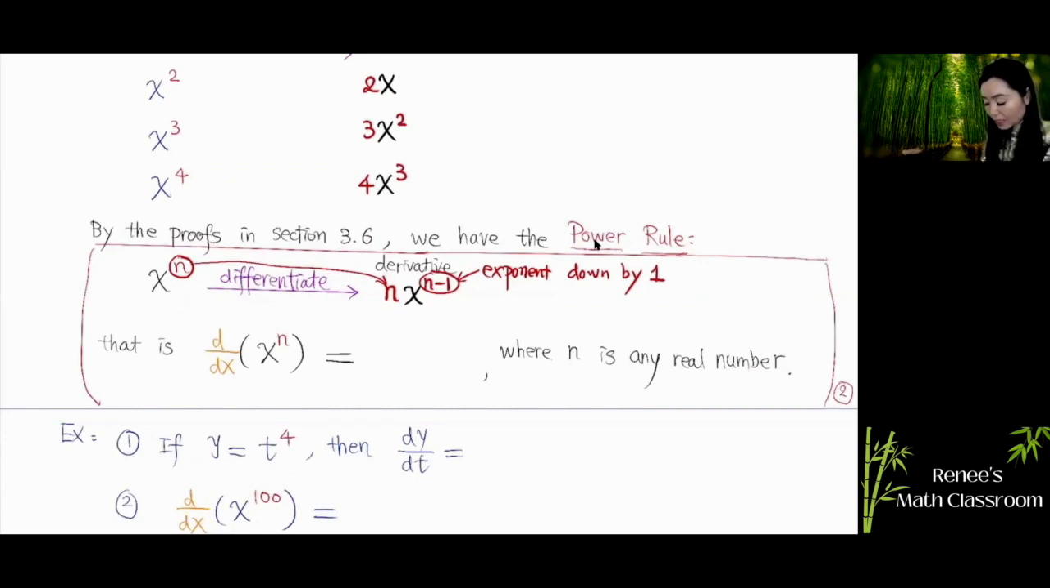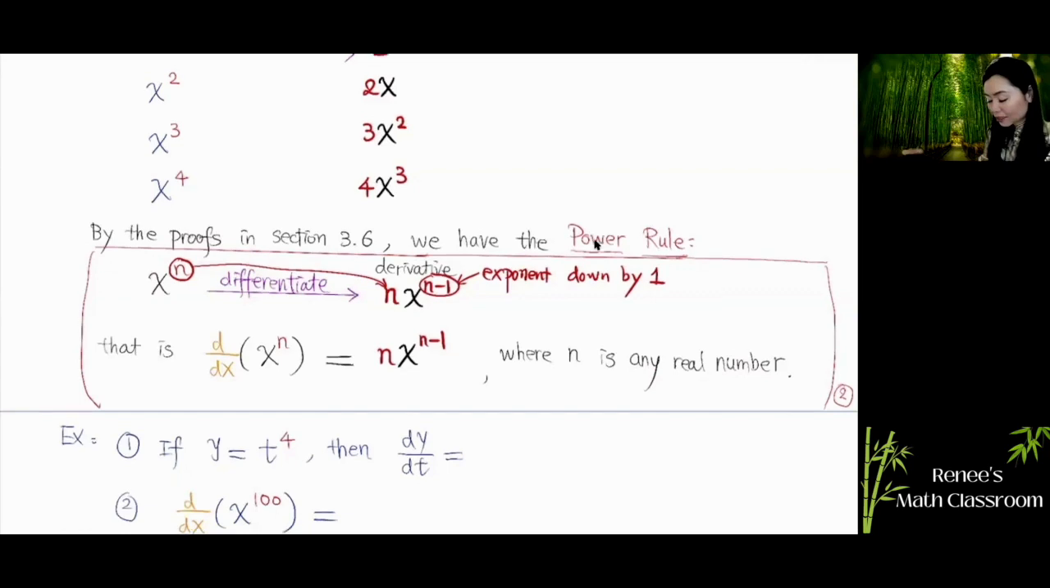So in other words, when we differentiate x to the n with respect to x, you can try to get used to this symbol here. This is called the differential operator. That means you differentiate this with respect to x. So when we differentiate x to the n with respect to x, we'll get n times x to the n minus 1 power, where n is any real number.